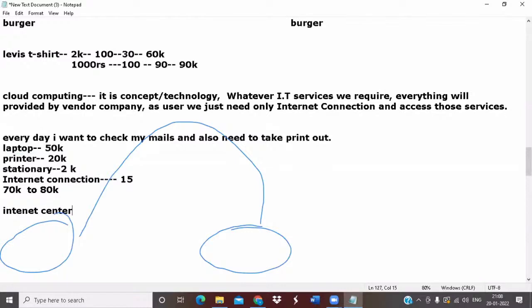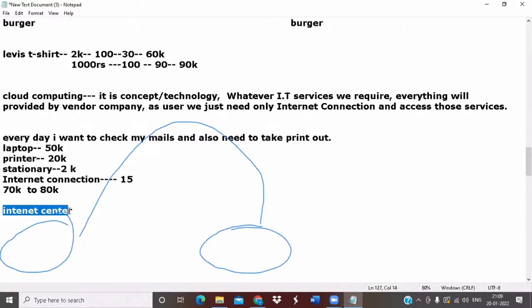There I can check my mails. There I can take the printout. Yes or no? Yes, sir. Now tell me, in the internet center, who purchased all the systems? Who purchased the printer? Who purchased the stationery? Who took the internet connection? Everything is maintained by the internet center owner. Yes or no?